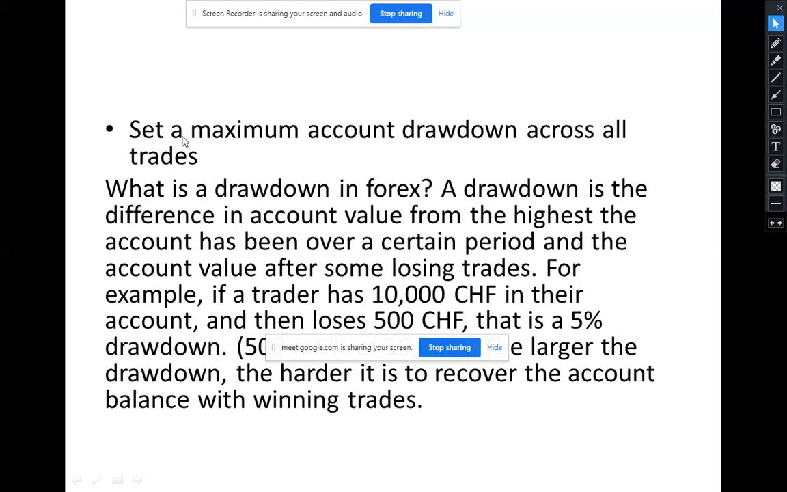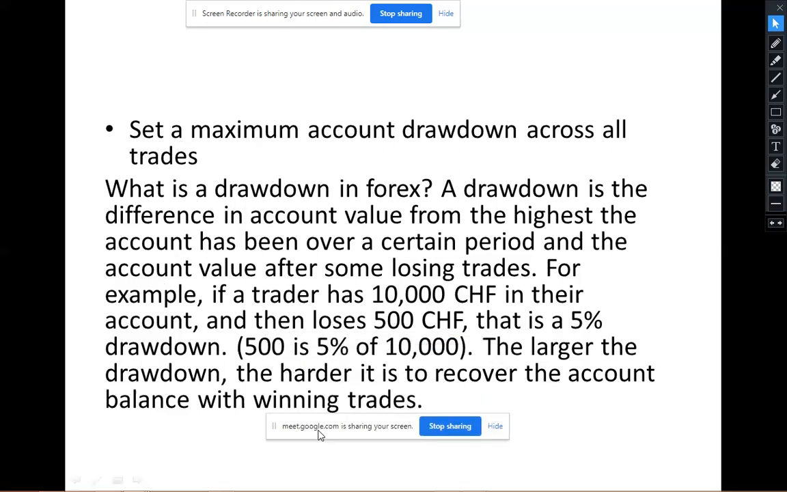So now, set a maximum account drawdown across all trades. What is a drawdown in forex? A drawdown is the difference between the highest value the account has been over a certain period and the account value after some losing trades. For example, if a trader has 10,000 CHF in their account and then loses 500 CHF, that is a 5% drawdown. So 500 is 5% of 10,000. The larger the drawdown, the harder it is for the trader to recover the account balance with winning trades. So always set a maximum account drawdown across all trades.